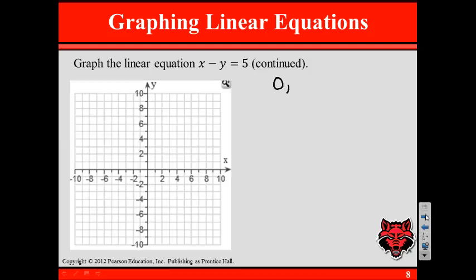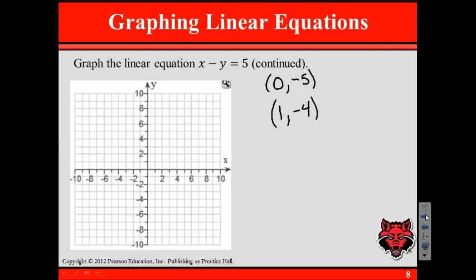So let's write those ordered pairs from the last slide, 0, -5, 1, -4, just so we know what we're plotting. And once we plot these 2 points, we will draw a line that goes through each of those 2 points, and that will represent the equation x minus y equals 5.